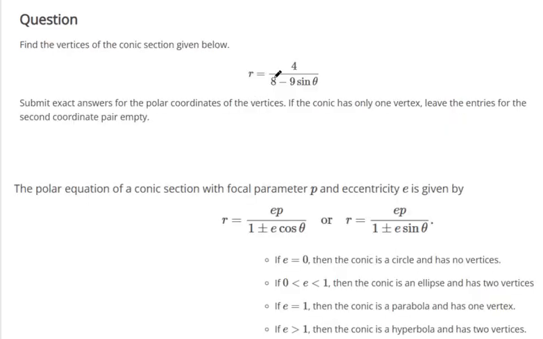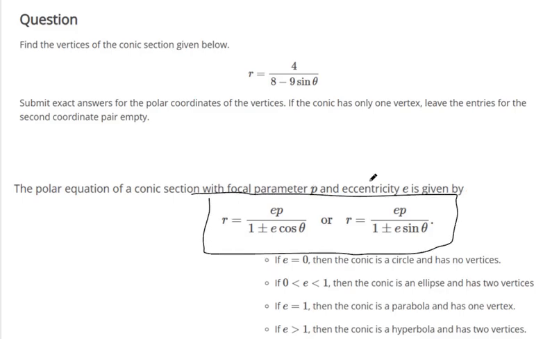This question's a bit trickier, though, because they just said this is a conic section. They didn't tell us that it was a hyperbola, didn't tell us the vertices, so we got to find those ourselves for this one. Okay, so we got to put it in standard form. The polar equation of a conic section with focal parameter p and eccentricity e is given by either of these two equations. So look, there's a 1 here. We can't have an 8.